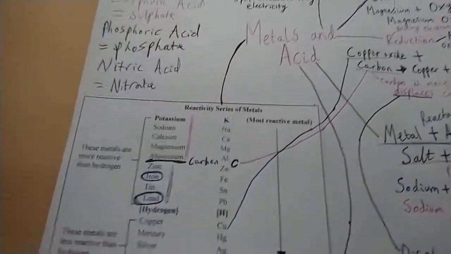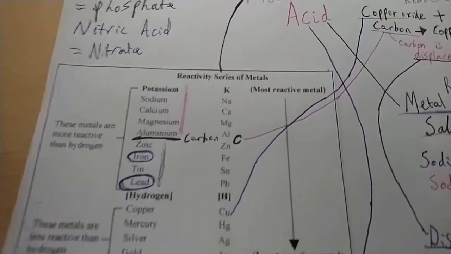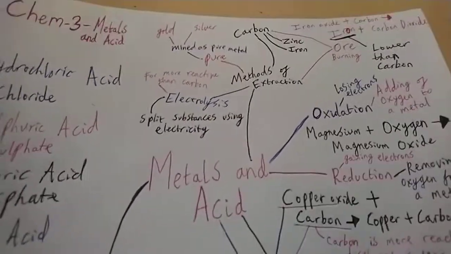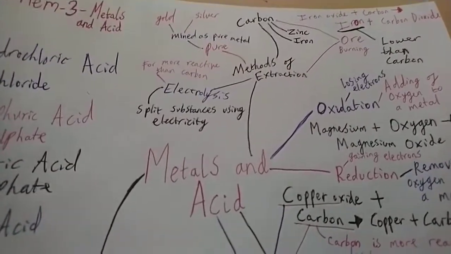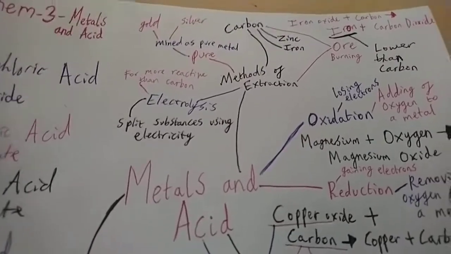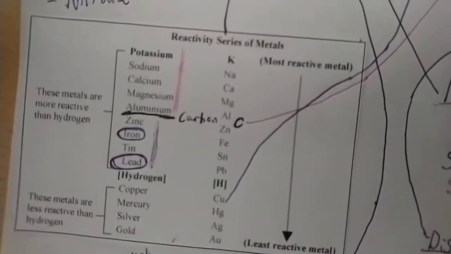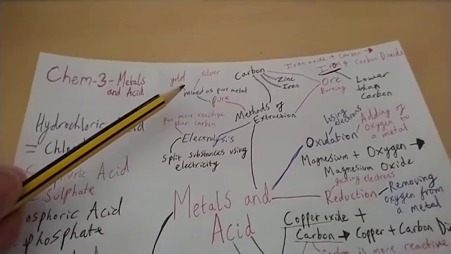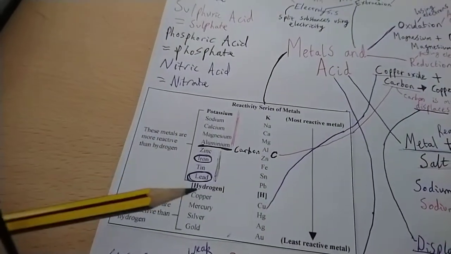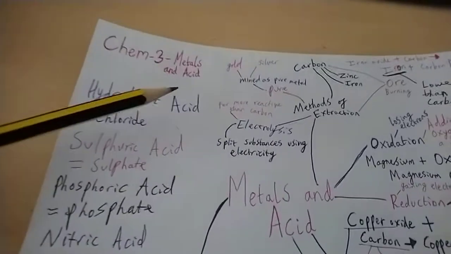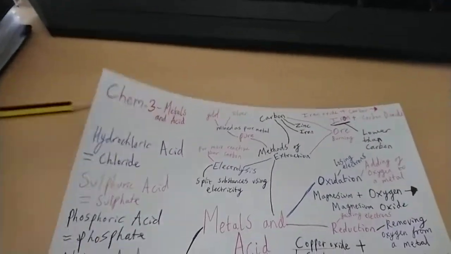But what if it's more reactive than carbon? Well then, we have to use another method known as electrolysis, which splits substances using electricity. And it's used for more reactive substances than carbon. Also, some substances are just mined as pure metals, such as gold and silver. I think ore burning might have been slightly higher up than I said. I think it might have been things like mercury and copper, whereas gold and silver are mined as pure metals.